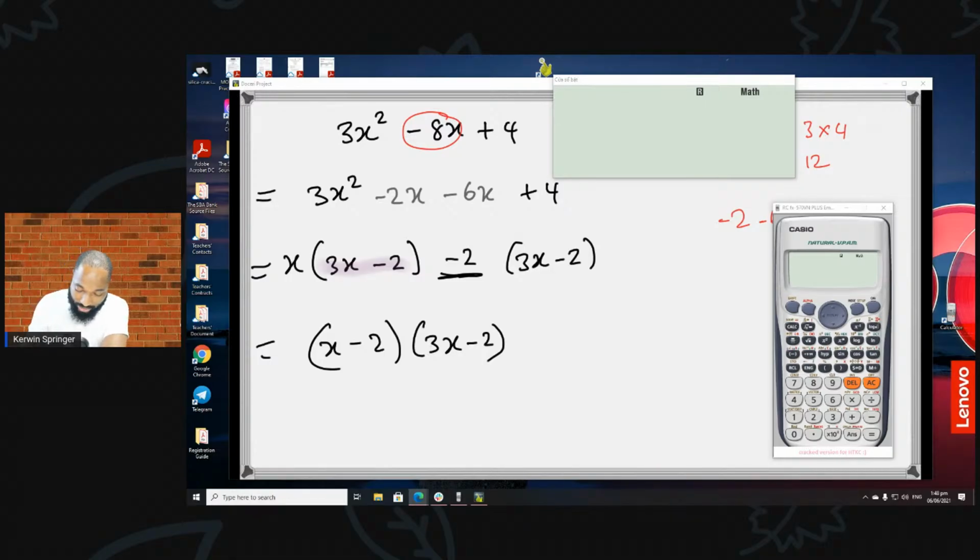And I'm going to come to that just now. If I go one step further and solve this, your calculator is going to tell you x is equal to 2. Or you could realize that x minus 2 is equal to 0. And I'm going to explain this. x is equal to 2.